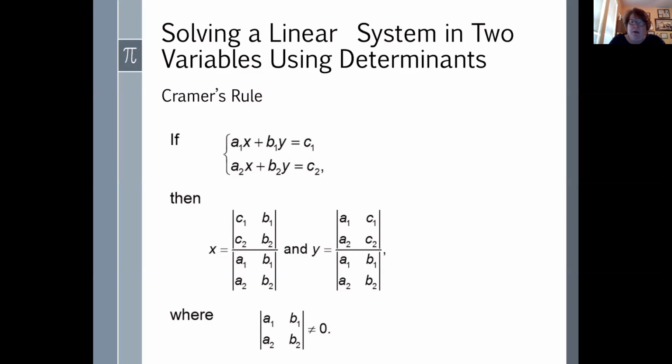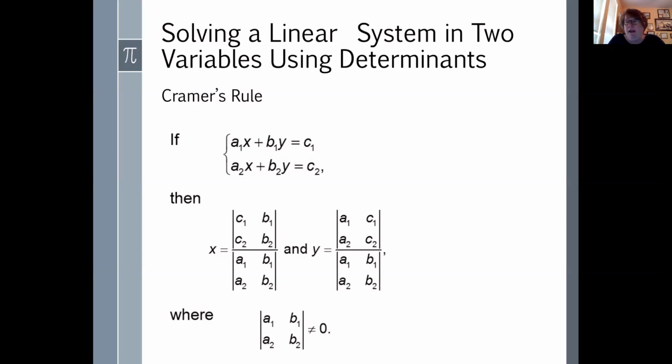The numerator is the determinant of the matrix formed by C1, B1, C2, B2. I should say it in rows, not columns. But I said it in columns kind of on purpose because look at that first column. The first column is formed by the constants.